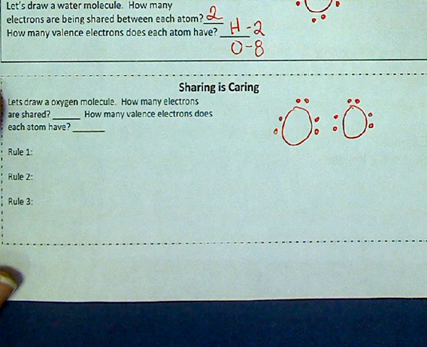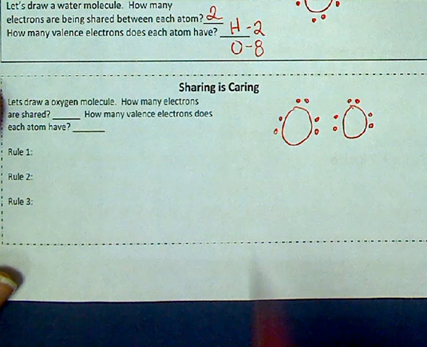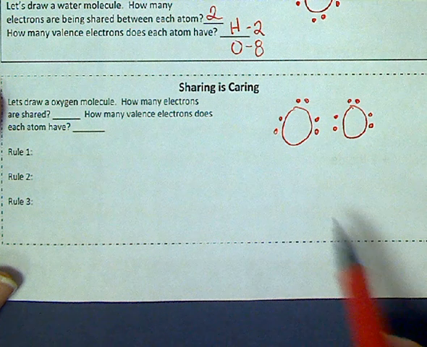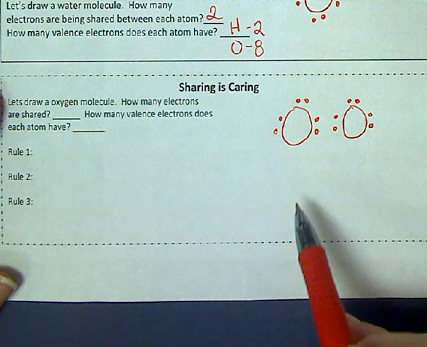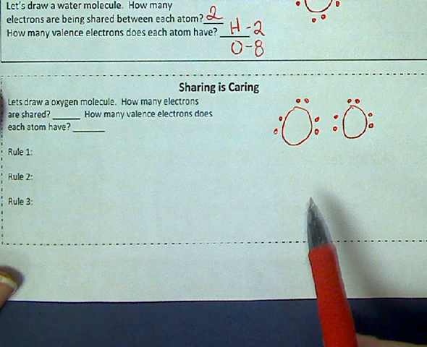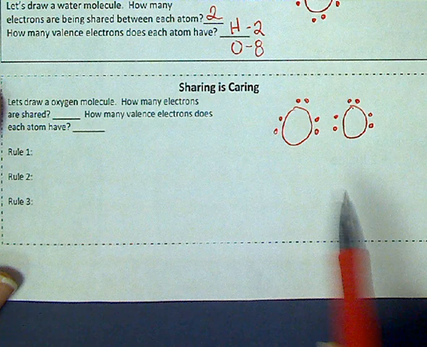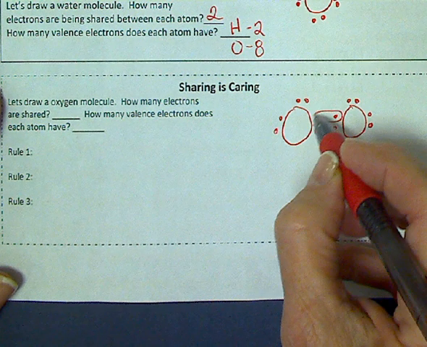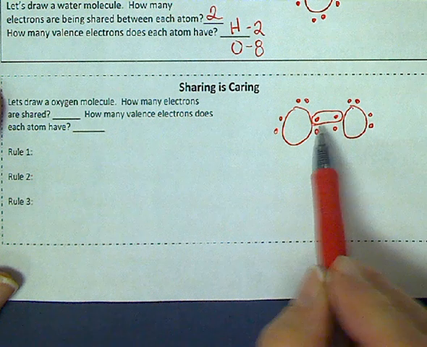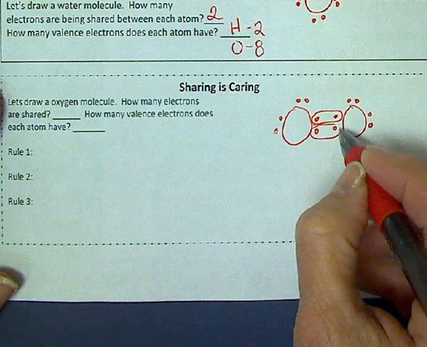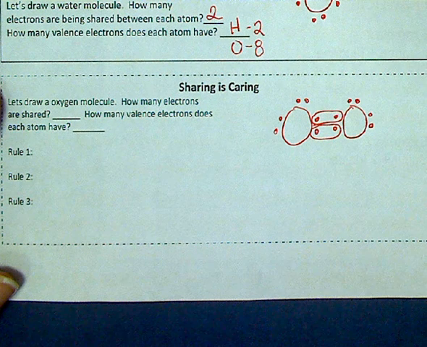So each of the oxygens has 6 valence electrons. So each oxygen will need 2 additional electrons. They will need to share 2 electrons. So this is how you would draw that. This will share 1 pair, and this will share another pair.